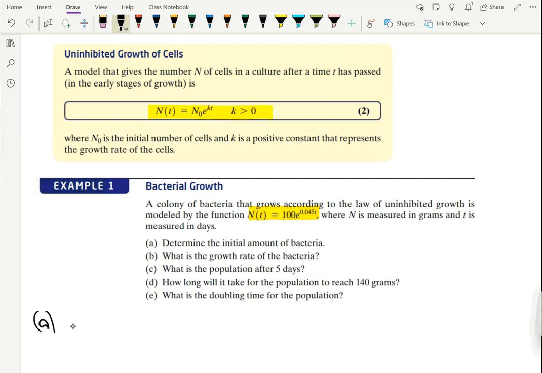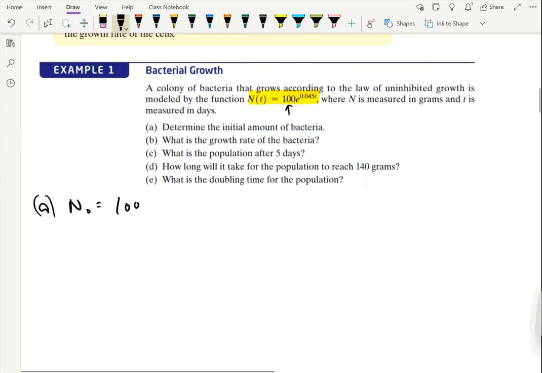So on A, what we want is N sub 0. There are 2 ways we can find this. One is to look at position. From the yellow box up above, N sub 0 is the initial number of cells. That's our first number out in front of the e. So in our case, we know that to be 100. Now, if we didn't remember that was the initial value, the other way we could do it, I'll put an or here, is to ask: what is the number of cells at time 0?